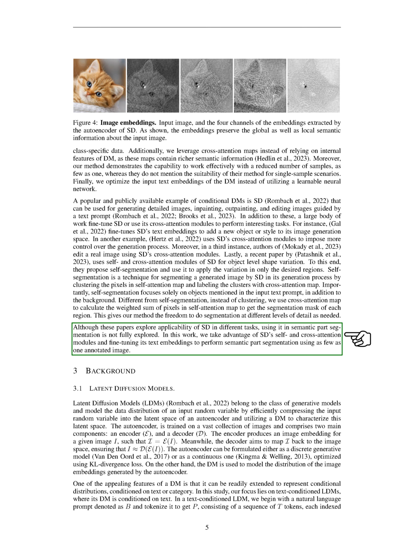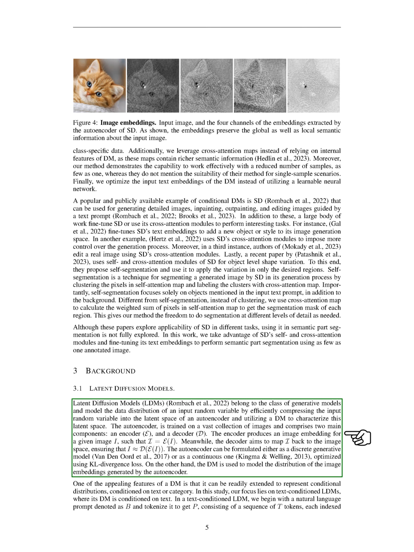Section 3 Background. Let's delve into the background of our study. We'll start by discussing latent diffusion models, LDMs. LDMs are a type of generative model that can efficiently compress random input data into a more manageable form, known as the latent space. This is achieved using an autoencoder, which is a type of artificial neural network trained on a large set of images. The autoencoder consists of two main parts, an encoder and a decoder. The encoder's job is to create a compressed representation of an image, while the decoder's role is to reconstruct the original image from this compressed form.